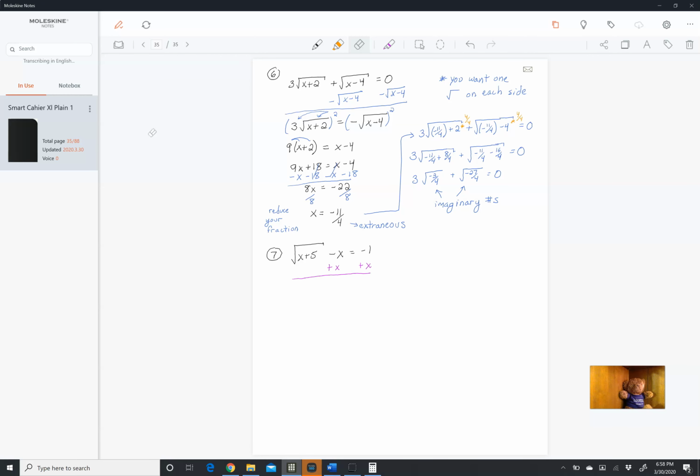So again, the reason for isolating the radical is because if we were to try and square this here to get rid of this radical, you cannot distribute the square. You would have to do square root of x plus 5 minus x times square root of x plus 5 minus x.